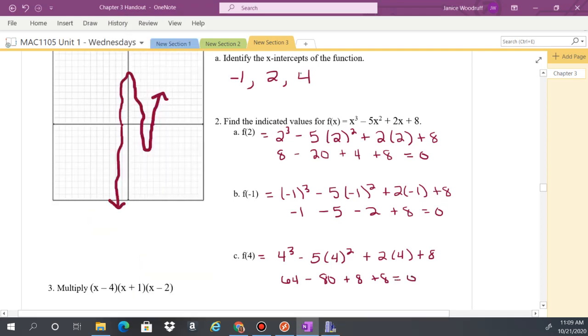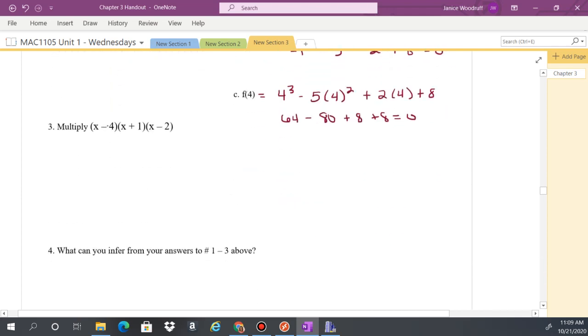So the x-intercepts, if I plug them into the function, I get 0 every time. Okay, because it's giving me a point, (2, 0), (-1, 0), (4, 0). It's giving me the x-intercepts. Okay, now what if I take these numbers and put them into functions as x minus c? So x minus 4, x minus -1, and x minus 2, and I multiply them.